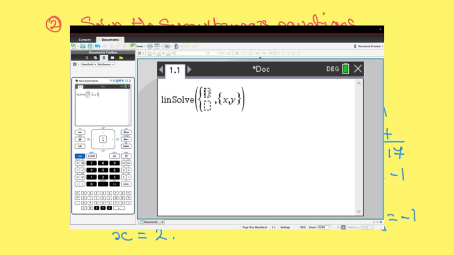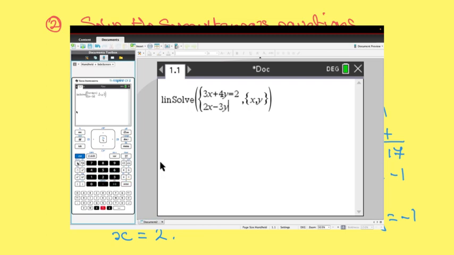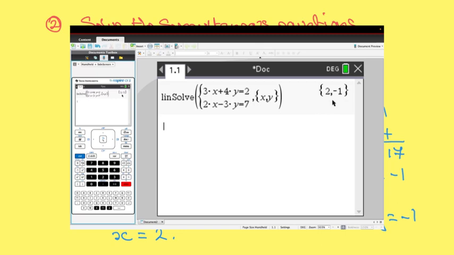In the top box, type your top equation. So we've got 3x plus 4y equals 2. In the second box, type the second equation, so we've got 2x minus 3y equals 7. Tap enter, and there's our two solutions. x is equal to 2, y is equal to minus 1.